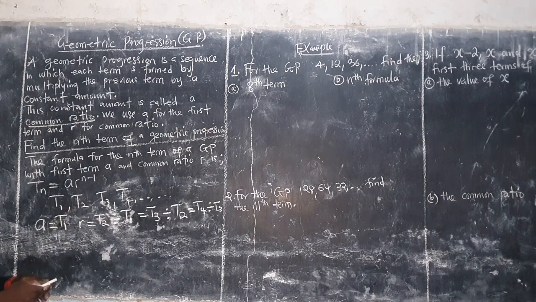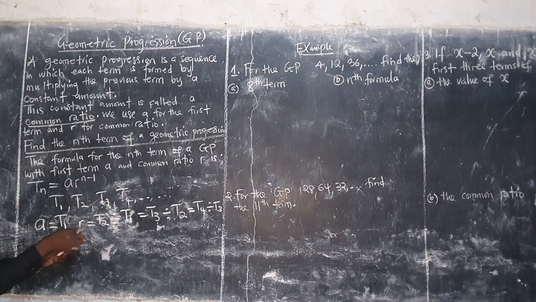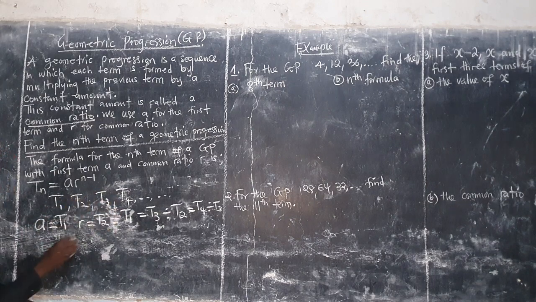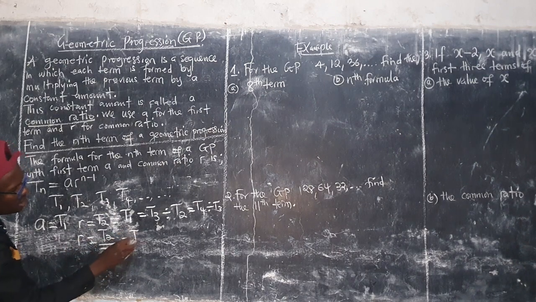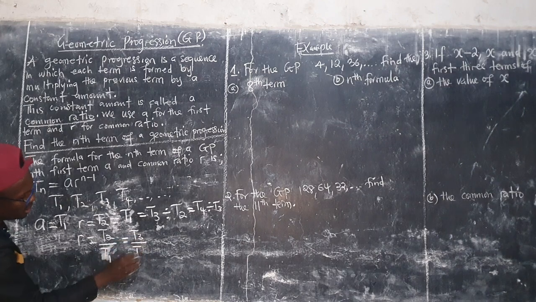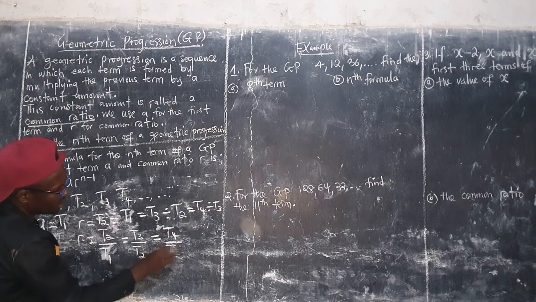You find R by dividing the next by the previous. So for us to find R, which is the common ratio, we're dividing T2 by T1, or T3 by T2, or T4 by T3, which is the same. It's the same as T3 divided by T2. It will be the same as T4 divided by T3.